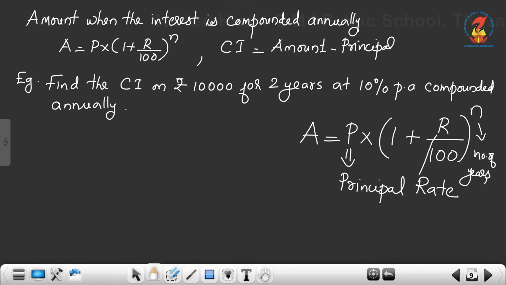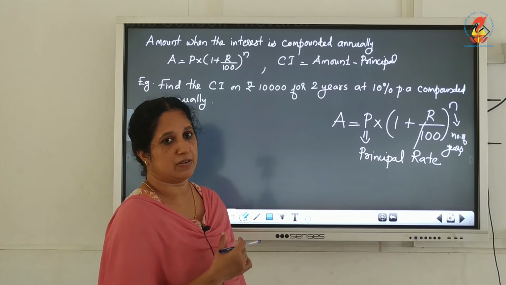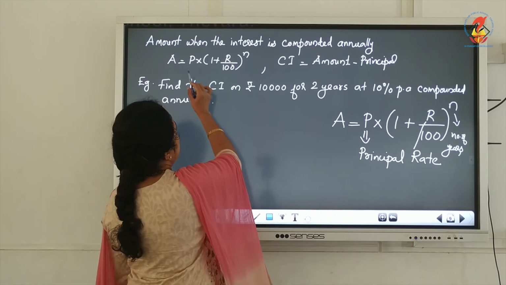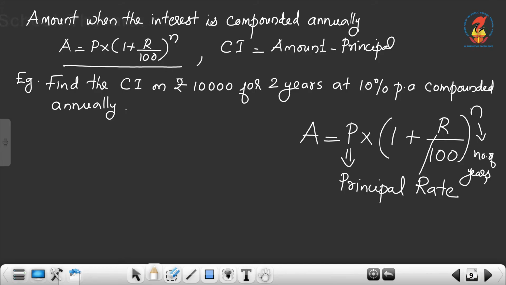So when the compound interest is calculated or compounded annually, year-wise calculation, then the formula is A equal to P into 1 plus R by 100 whole raised to n. First of all you have to find out the amount. Then compound interest is equal to amount minus principal. Compound interest, amount minus principal.